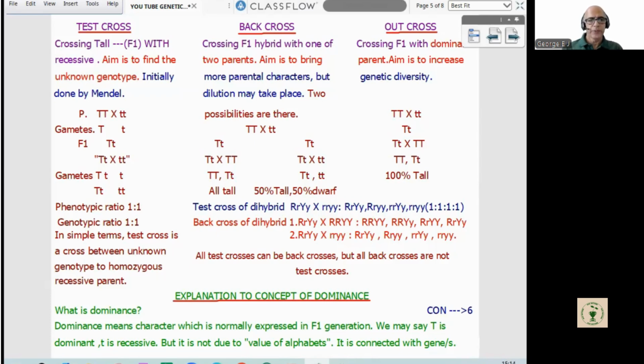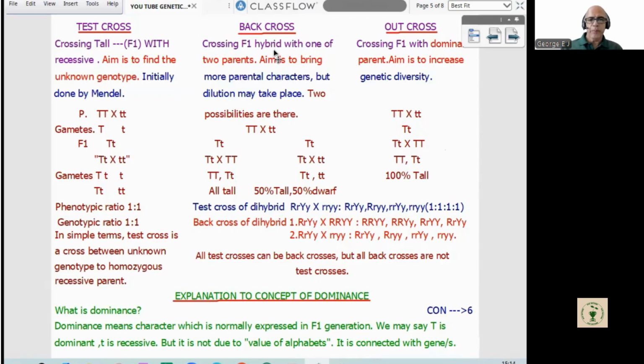Famous question. In simple terms, test cross is the cross between an unknown genotype and a homozygous recessive parent. Aim is to find the unknown genotype. I think test cross is clear. Now comes the famous back cross. Crossing F1 hybrid with one of the 2 parents.